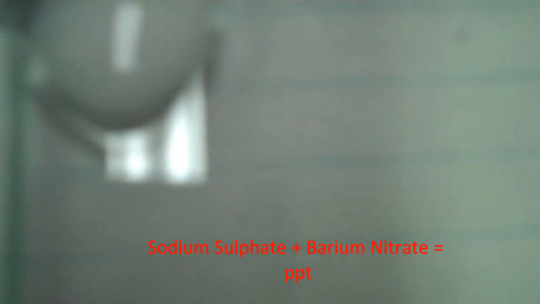So this is sodium sulfate and barium nitrate, and there is a precipitate. It's like white and cloudy. Sodium sulfate and barium chloride, and there is precipitate. It is white and cloudy. Sodium sulfate with strontium nitrate, and there is a precipitate. It is white and looks like milk.